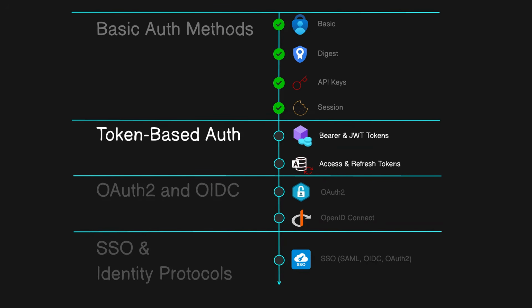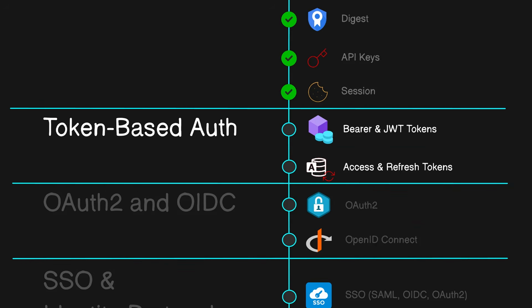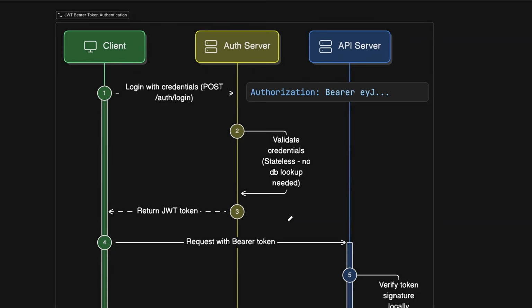Now let's look at token-based authentication. We'll cover bearer authentication, JWT tokens, access and refresh tokens, and how this compares to session-based authentication. Instead of sessions, modern applications usually use tokens. So the client sends a token with each request.